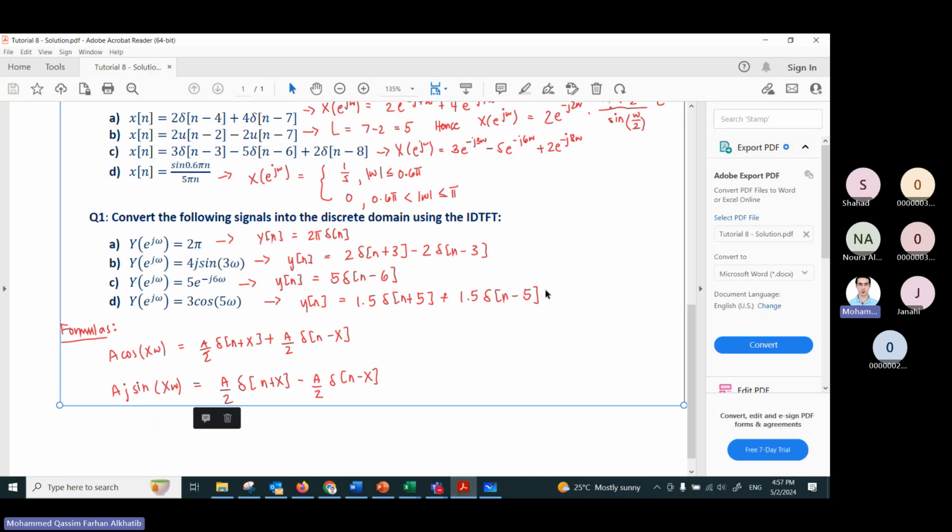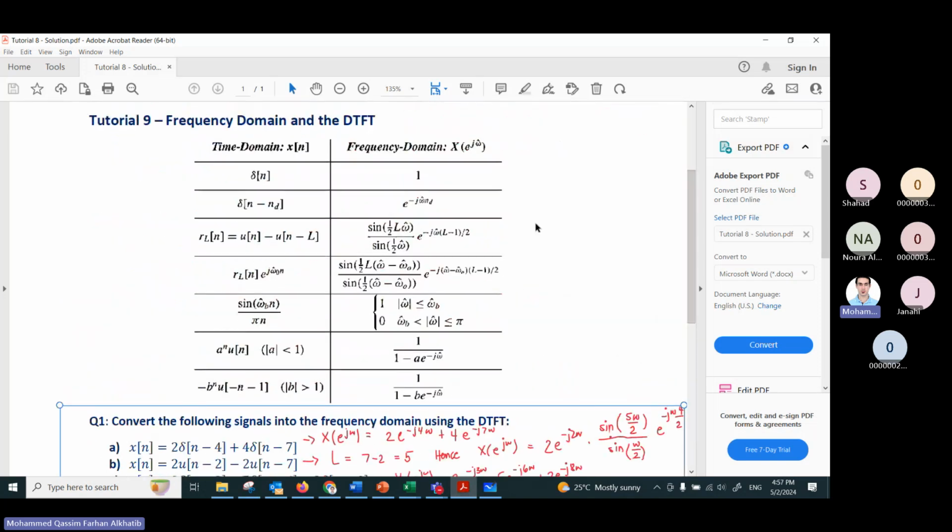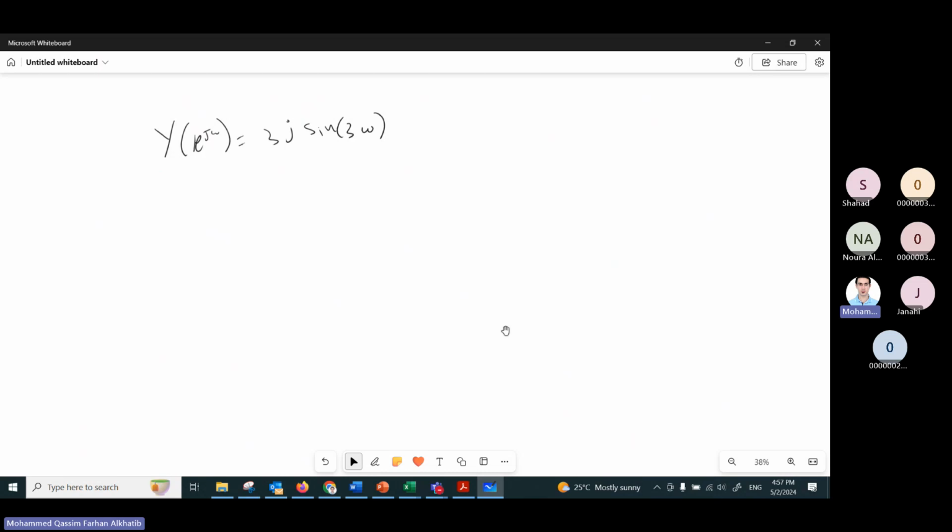So we'll go to the table and check the frequency expressions. None of them has a pure sinusoidal, a pure sine or cosine. However, we know from Euler identity that e to the power minus j alpha equals cosine alpha minus j sine alpha. Let me use alpha to avoid confusion with omega. And we know e to the power j alpha equals cosine alpha plus j sine alpha.